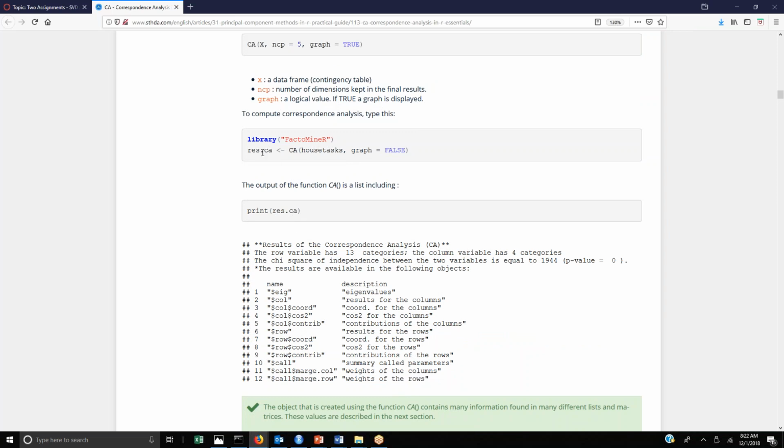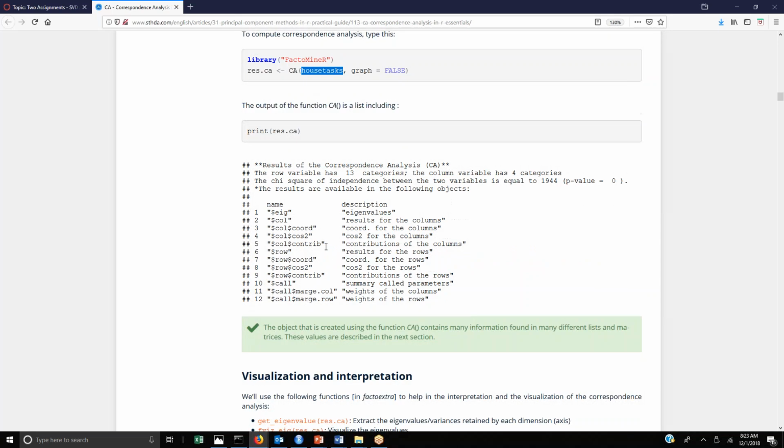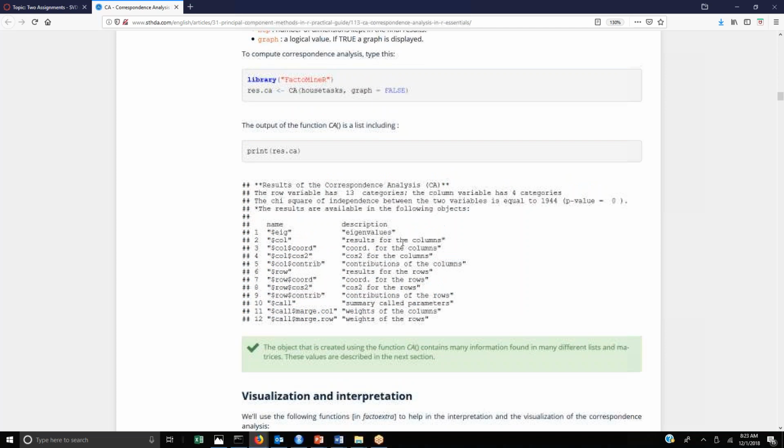Library FactoMineR, results.ca equals CA of housetask. That data set is called housetask. Graph is false. And we want to print the kinds of results that we are getting. Print results.ca, it prints all these things. Let's understand these terminologies first. Eigenvalue is eigenvalue, but he calls it eigenvalue. It's really the singular values, because you remember that it's a singular value.